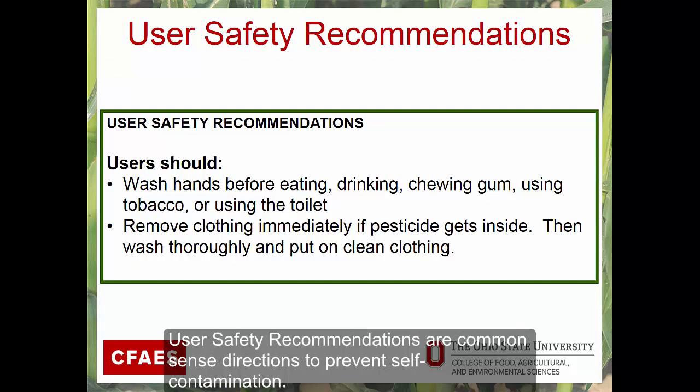User safety recommendations also appear in the precautionary statements. These are generally common sense directions to prevent exposing yourself to pesticides. For example, users should, after applying a pesticide, wash their hands before eating, drinking, chewing gum, using the tobacco, or using the toilet. The purpose for this is to avoid contaminating yourself with pesticides. The next statement: remove clothing immediately if pesticide gets inside. Then wash thoroughly and put on clean clothing.